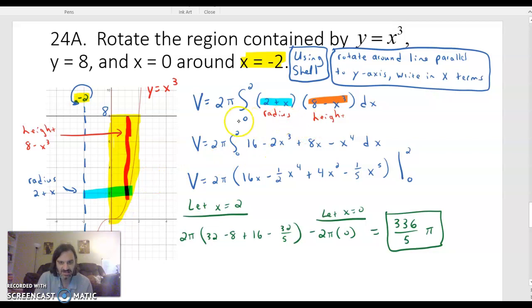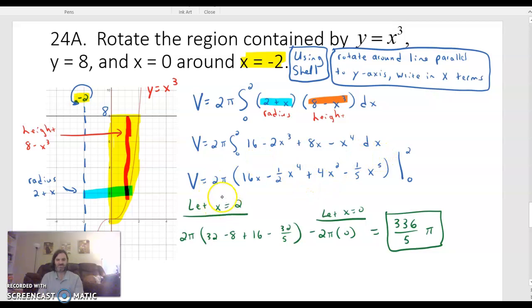Okay, so the integral will look like 2 pi times the integral from 0 to 2 of a radius of 2 plus x, and then times a height of 8 minus x cubed dx. Everything's in terms of x. Multiply it all out, collect like terms. We get 2 pi integral from 0 to 2 of 16 minus 2x cubed plus 8x minus x to the fourth dx.